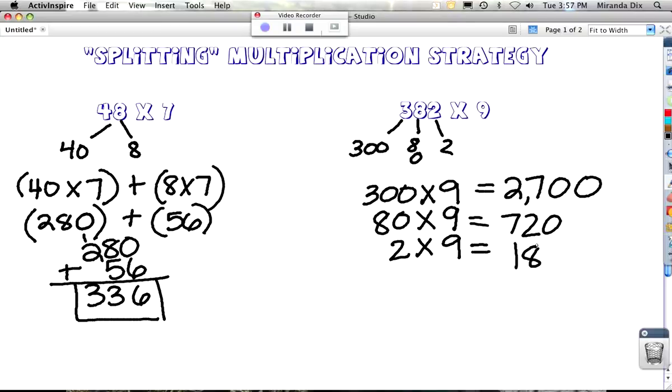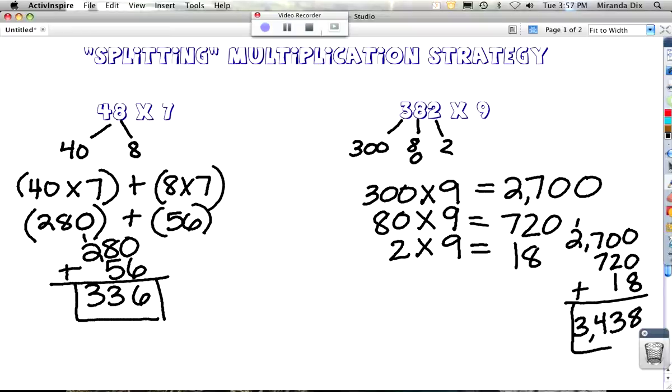So now I need to add these up. I didn't do a very good job of lining them up, so I'm going to write them one more time, just as I would ask the kids to do if they weren't lined up correctly. 2,700, 720, and 18. When I add them all together, I get the product of 382 times 9. So the product is 3,438. Those are strategies we're using for multiplication.